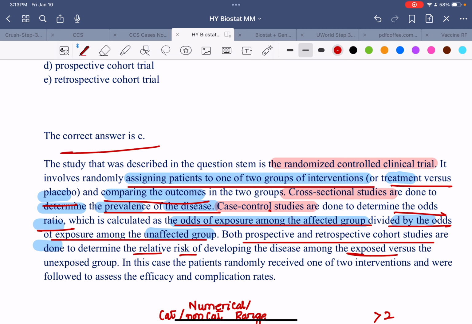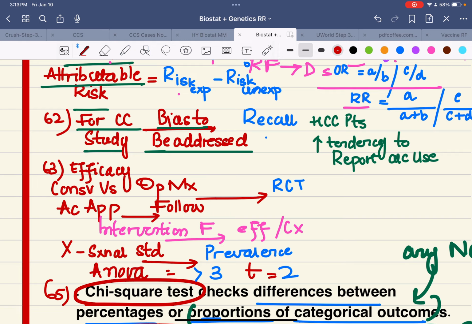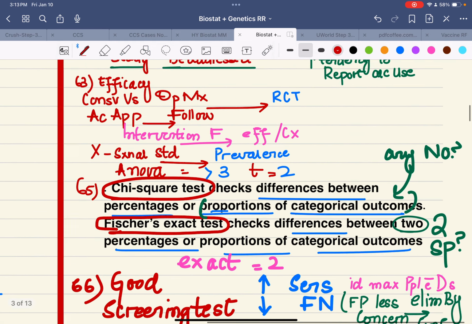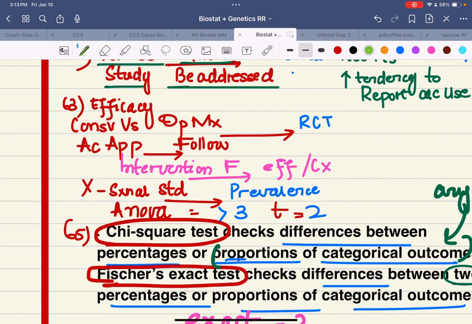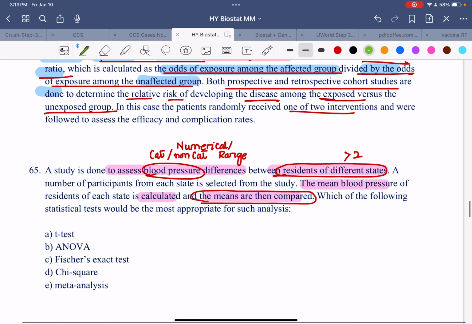And how do we find the relative risk? We find the relative risk of developing the disease in those who are exposed versus unexposed. In this case, they were receiving interventions, so interventions basically means randomized control trial. Whenever we have an intervention, like conservative management versus operative management for acute appendicitis, we are going to follow them for results. This is known as an RCT, and a cross-sectional study is used to measure the prevalence.